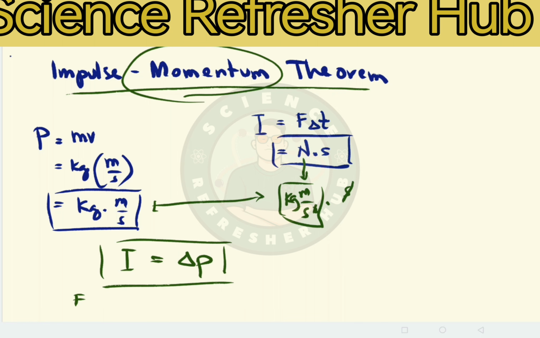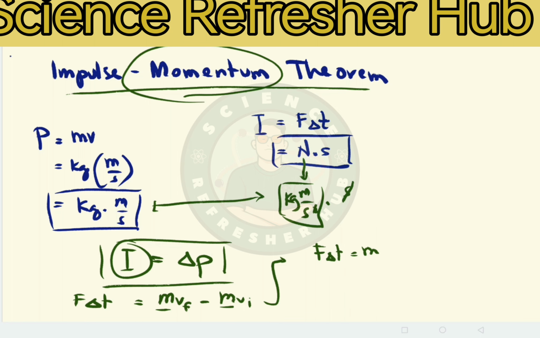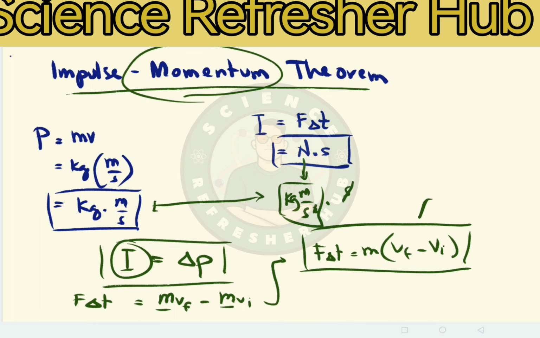Okay, and we can break it down into this: force times time. That's the formula to get the impulse, and we have change in momentum. Remember, momentum is mv final. Change means minus the initial. Or we can break it down into this. Since mass will not change, so mass is constant, we can factor it out. Vf minus Vi. Please take note of this formula.